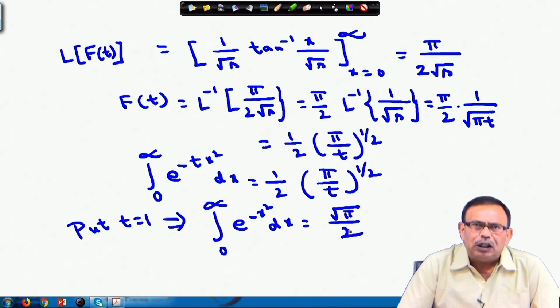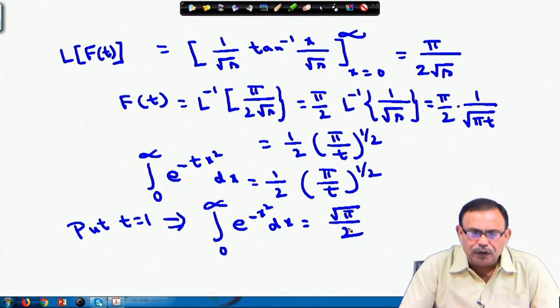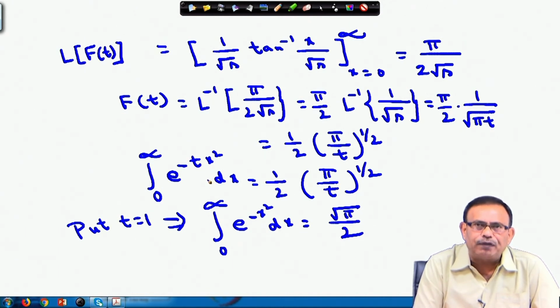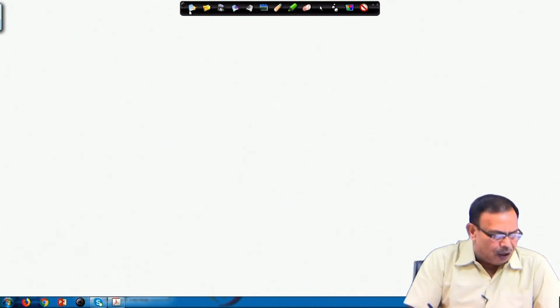So this way, if I want, I can evaluate integrals also using the concept of Laplace transform. The only thing you have to remember is that I am constructing a new function, and from that new function I am taking the Laplace transform, and I am finding the value of that function. Like I constructed the new function f(t) as 0 to infinity e power minus t x square dx, and afterwards by substituting t equals 1, I am obtaining the value of the original integral, 0 to infinity e power minus x square dx equals root pi by 2. Let us see one more example.